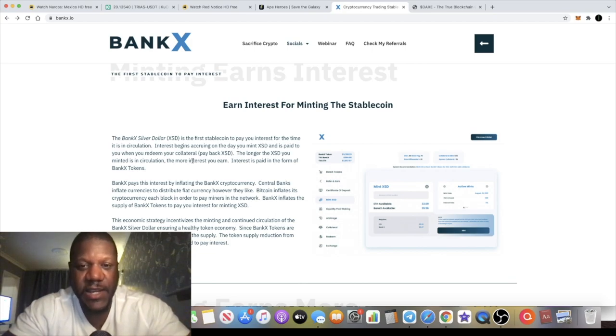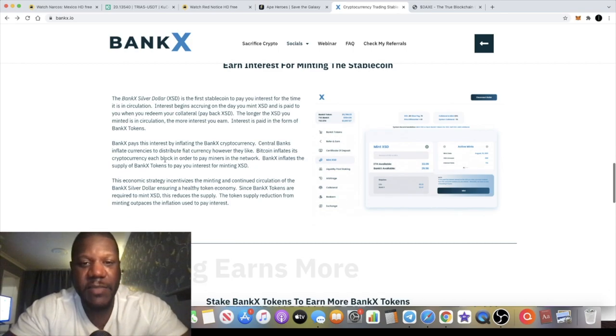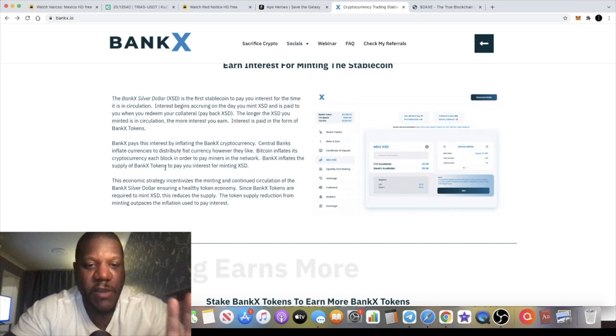Pay back XSD. The longer the XSD you minted is in circulation, the more interest you earn. Interest is paid in the form of Bankx tokens. So Bankx pays this interest by inflating the Bankx cryptocurrency. Central banks inflate currencies to distribute fiat currency however they like. Bitcoin inflates its cryptocurrency each block in order to pay miners in the network. Bankx inflates the supply of Bankx tokens to pay you interest for minting XSD.